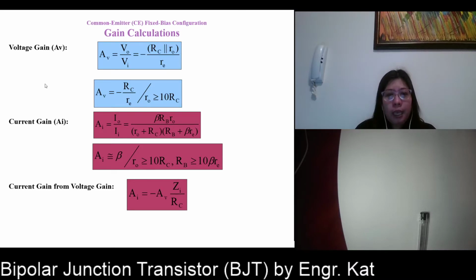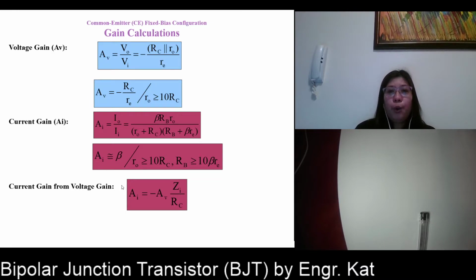For the current gain, we have used this formula. I have shown you this formula in the example from the previous video. That will give you Ai, which is approximately equal to beta. We can also solve your current gain from your voltage gain, and that is given by negative Av times Zi, the input impedance, divided by RC. As you can see, our Av is negative, so we have negative times negative, which will give you a positive current gain answer.